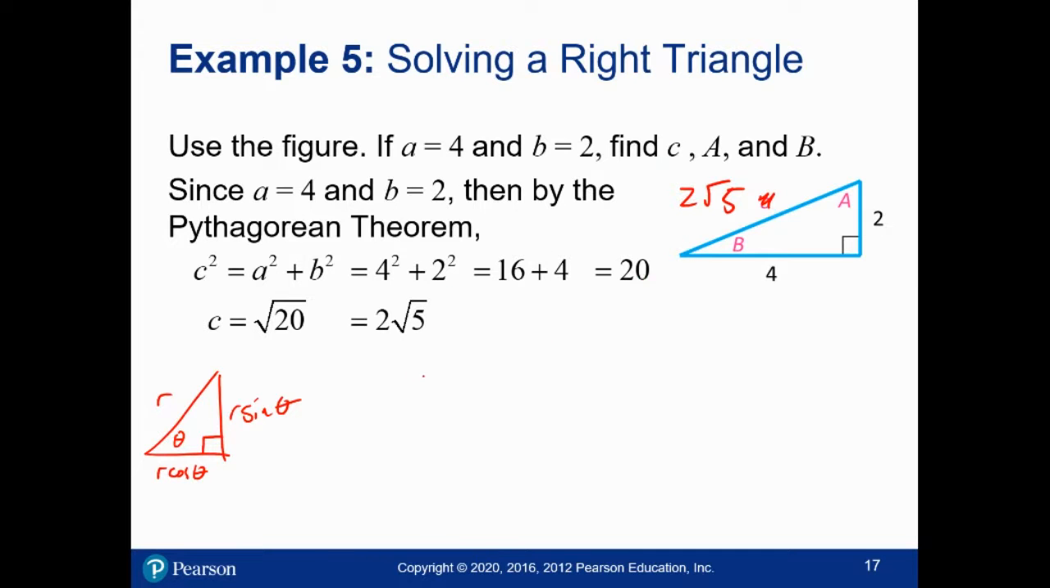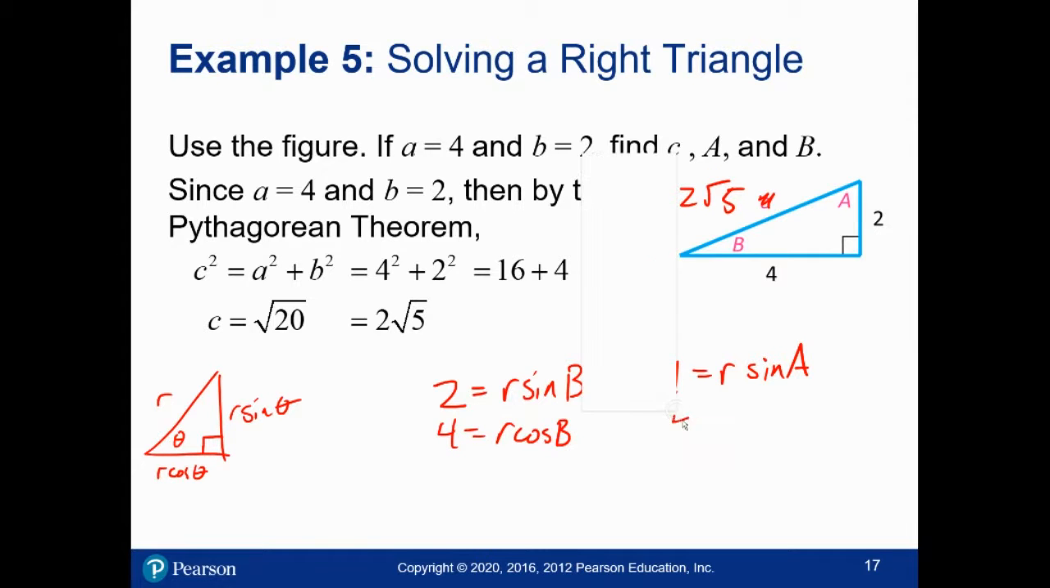And in our triangle over there, that tells me that 2 must be r times the sine of b. Similarly, 4 must be r times the sine of a. Okay, alternately, you could say 4 is r times the cosine of b, and you could also say that 2 is r times the cosine of a, depending on whether you're making this your reference or you're making this your reference angle. And we know r, it's 2 root 5, okay?